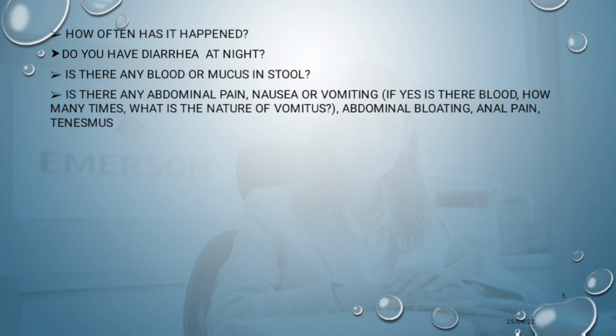Then, is there any abdominal pain? This is now an associated symptom. Is there abdominal pain, nausea, or vomiting? If yes, is there blood, how many times, and what is the nature of the vomitus? How about abdominal bloating? Is there abdominal bloating, pain, or tenesmus? These are some of the associated symptoms we are going to ask.